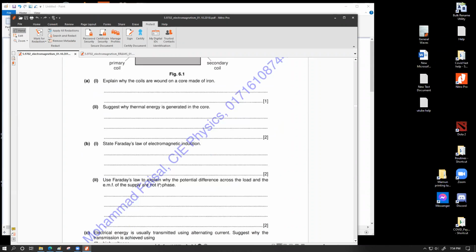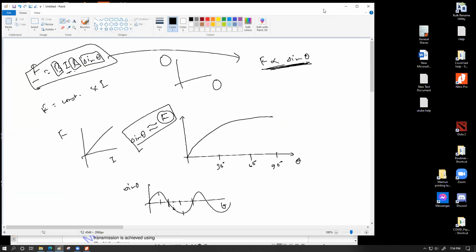13B2 says: use Faraday's law to explain why the potential difference across the load and the EMFs in the supply are not in phase. Okay, Faraday's law to explain why these two things are not in phase. Faraday's law practically tells us this thing.